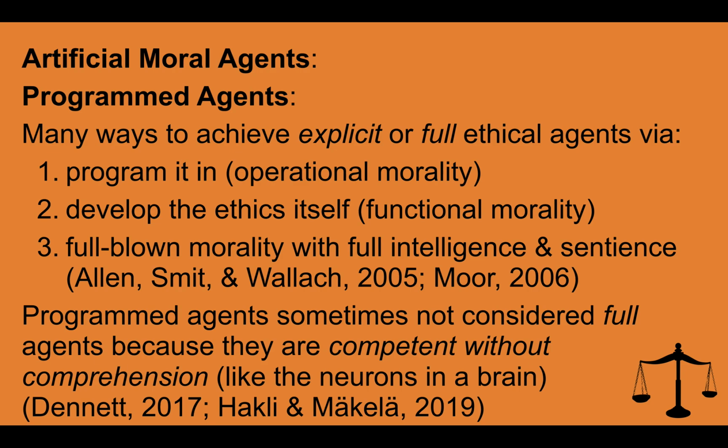One of the issues that arises with artificial moral agents is the idea of programmed agents. There are many ways to achieve explicit or full ethical agents, via three ways. Program it into the machine, so it's operational morality. Have the machine develop the ethics itself, which is functional morality. And there's full-blown morality with full intelligence and sentience, which is very sophisticated. Programmed agents sometimes are not considered full agents because they're competent without comprehension, like neurons in the brain. So they can actually do something, but they don't comprehend what they're doing exactly.